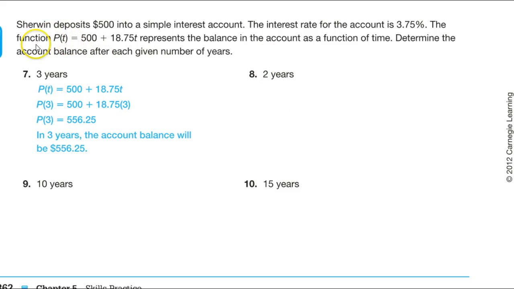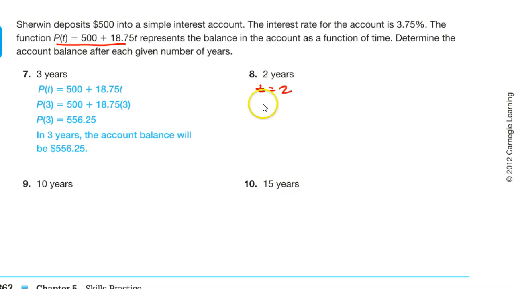It says Sharon deposits $500 into a simple interest account. The interest rate for the account is 3.75%. The function, so they're giving you the function already here, represents the balance in the account as a function of time. Determine the account balance after each given number of years. So here we have that t will equal 2, and we're just going to go ahead and plug it in.